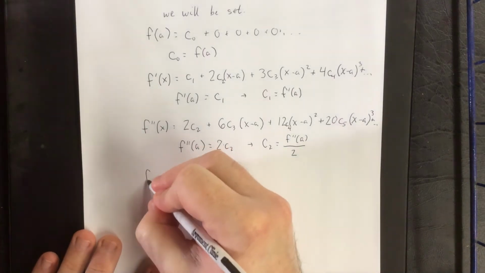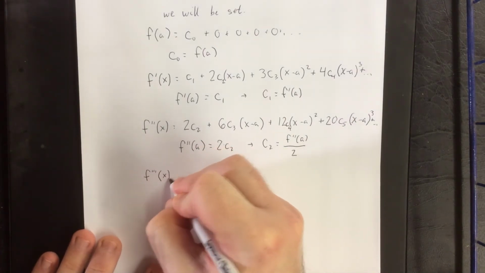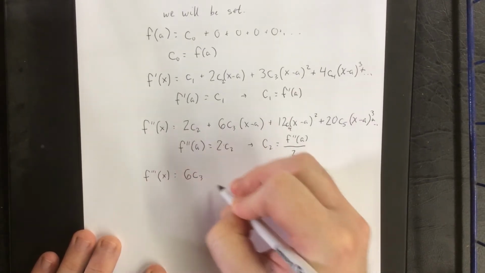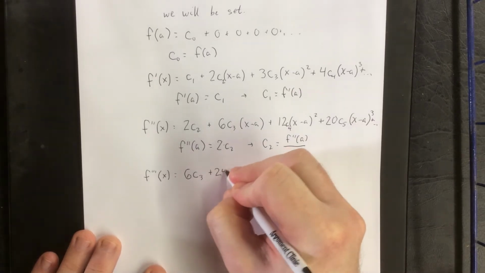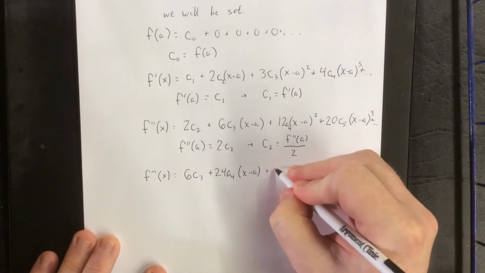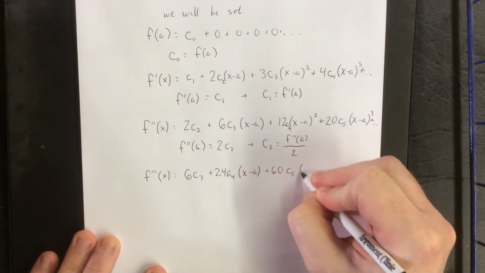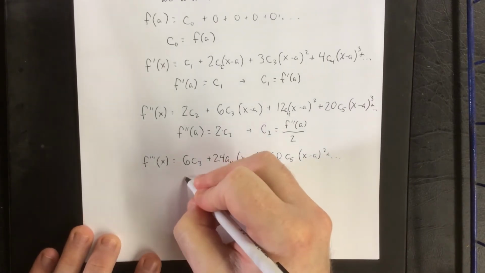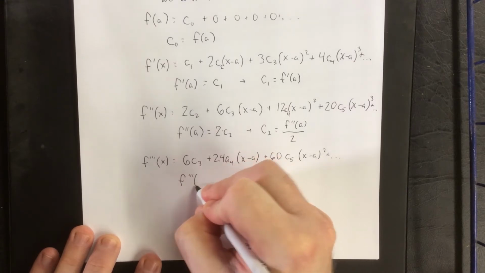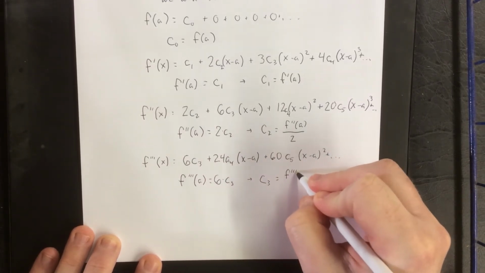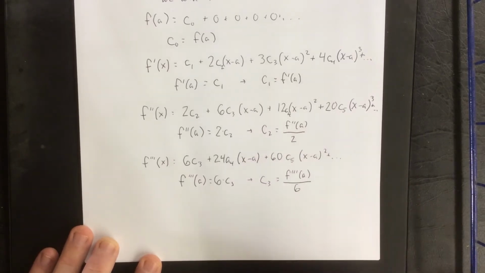Now if I take a third derivative, the constant term cancels out. The linear term becomes the constant term. This term, we wind up with 24 c4 times x minus a. This term will give us 60 c5 times x minus a quantity squared, and so forth and so on. If I plug in x equals a, I'm going to get that f triple prime of a is equal to 6 times c3. Or rather, c3 is equal to f triple prime of a over 6.